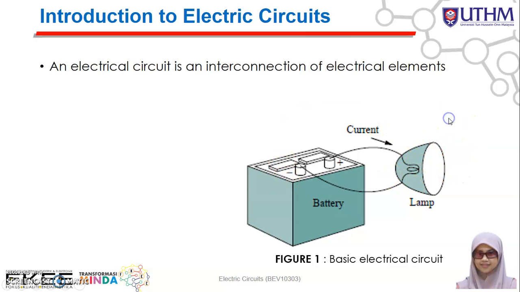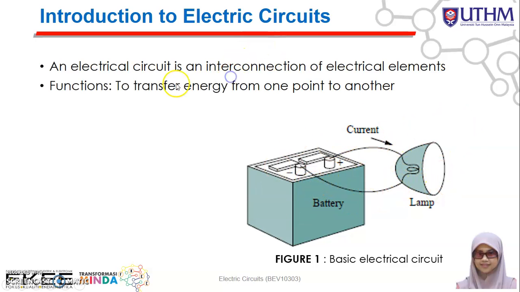An electrical circuit is actually an interconnection of electrical elements. In this case, your electrical elements are a battery, a lamp, and a connecting wire. The function of the electric circuit is to transfer the energy from one point to another point. In this case, you are transferring the energy from the battery to the lamp.